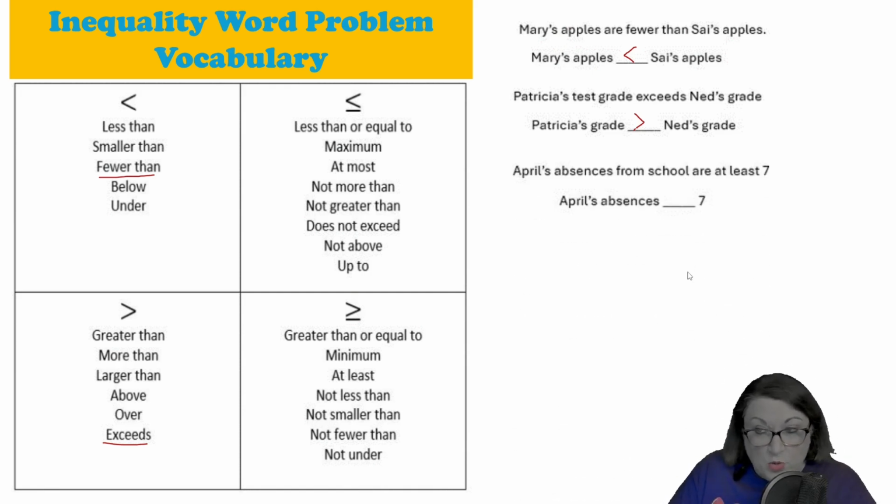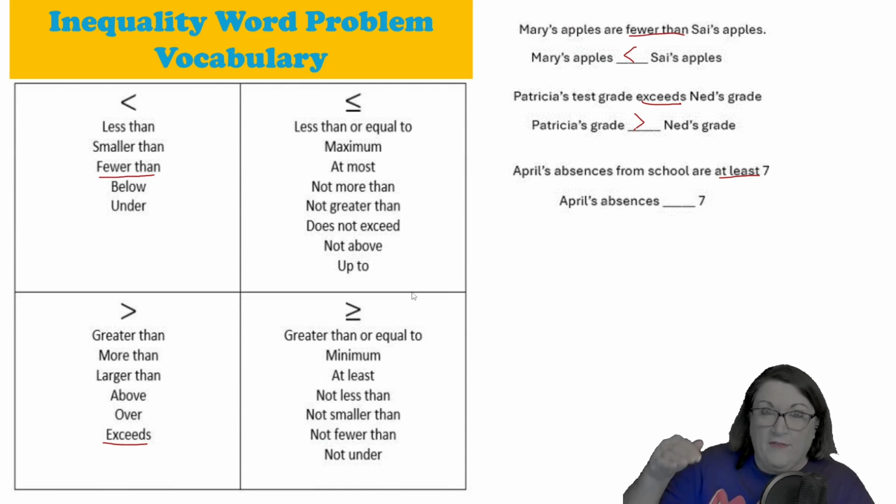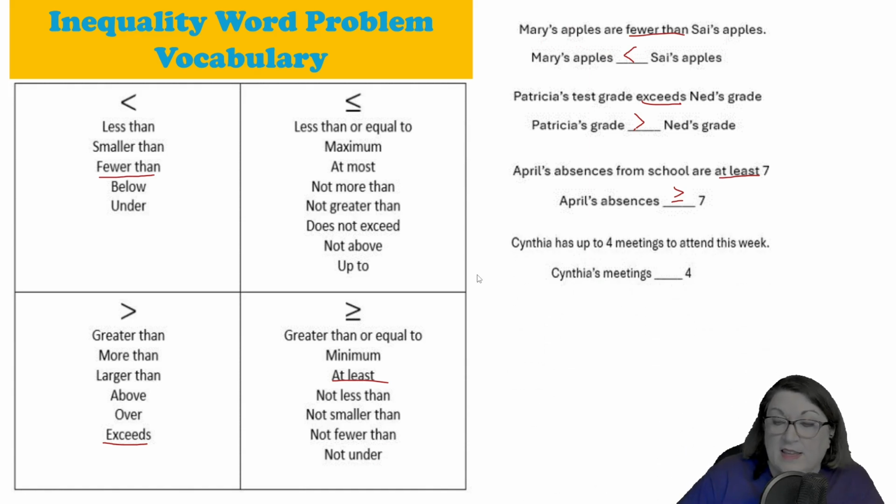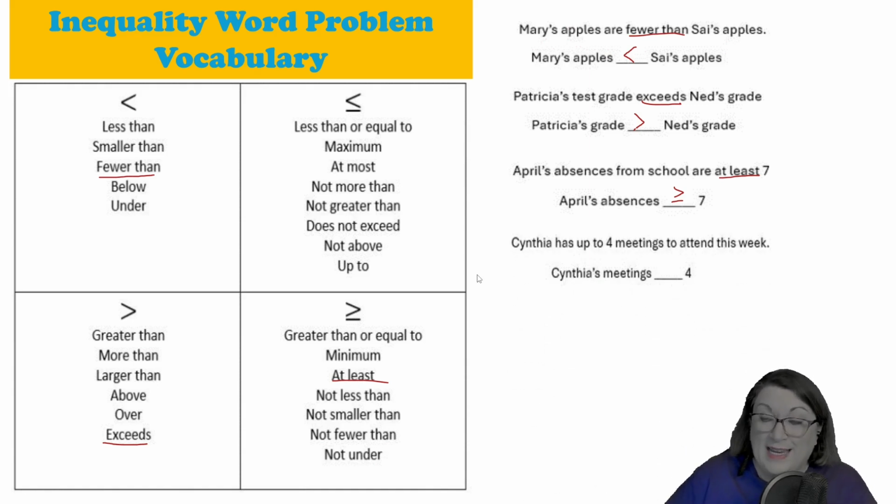April's absences from school are at least 7. So we're talking about "at least" here. Okay. Here was exceeds, here was fewer than, and this one is at least. So if it's at least 7, then that means it's 7 or more, right? So that would be greater than or equal to, let me find it. Yep, there it is. At least: greater than or equal to 7. That means it includes 7 in that sentence, right? Or expression.